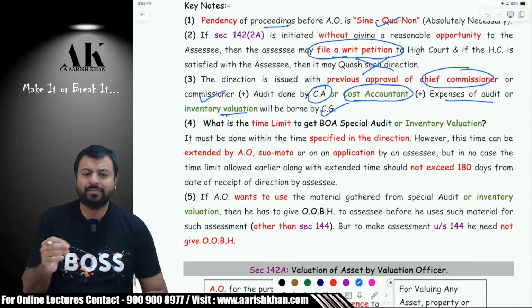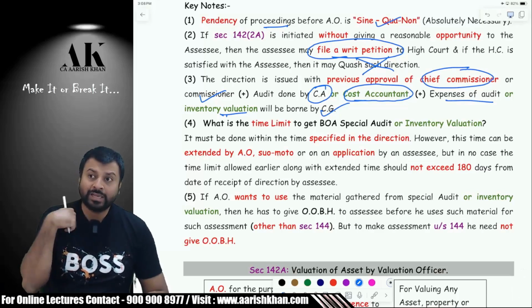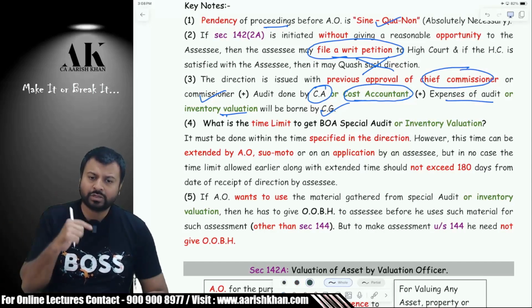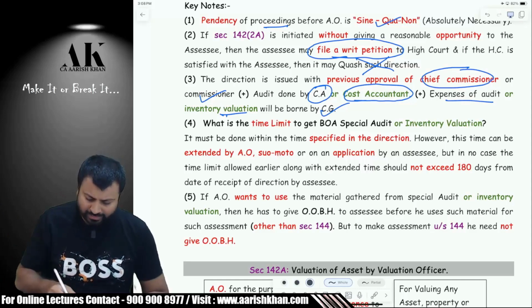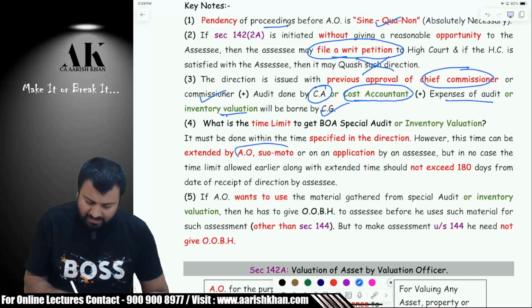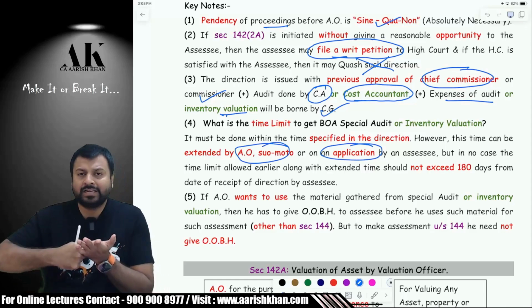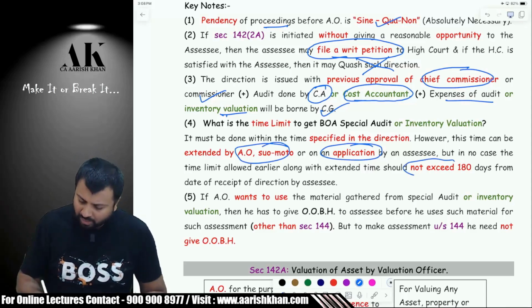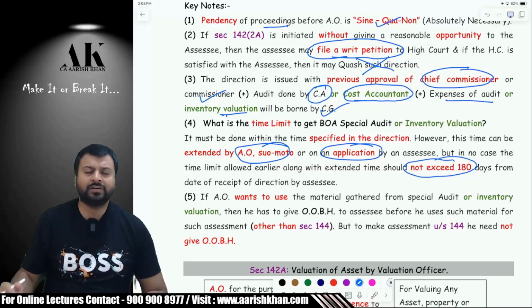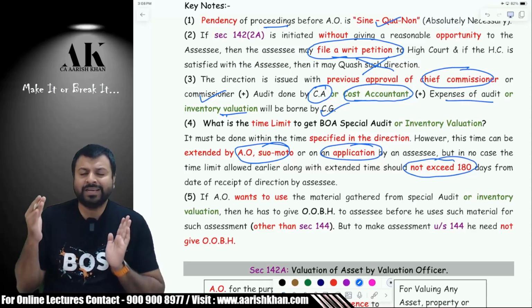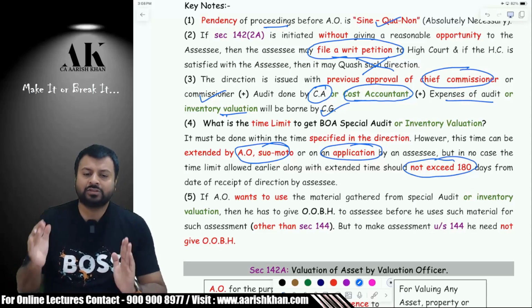Now, what is the time limit for getting the books of accounts audit and inventory valuation done? The time limit will be written in the direction. The AO will write the time limit in the direction, and it can be extended by the AO suo motu, or you can also give an application. But the original time and the extended period cannot be more than 180 days from the date of receipt of the direction. Maximum including the extension period has to be 180 days.